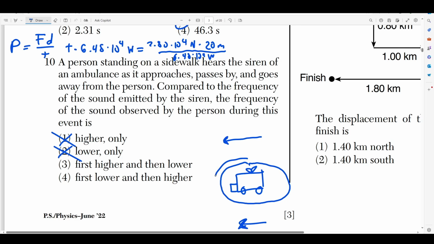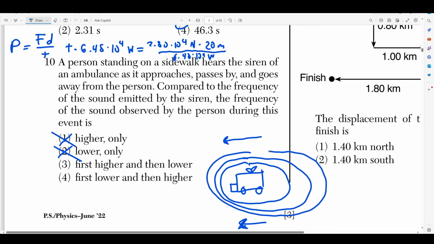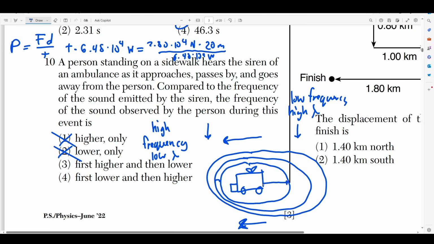And the same thing happens, and these waves keep getting stretched out whenever they're emitted because the vehicle is moving forward. So what happens is if you're standing in the front of the ambulance, you have a high frequency but low wavelength. If you're standing behind the ambulance, you have a low frequency but a high wavelength, right? Because wavelength is the distance between these lines. So here the distance is small, here the distance is big. Why is the distance big? Because the vehicle is leaving these waves behind as it travels forward, right?